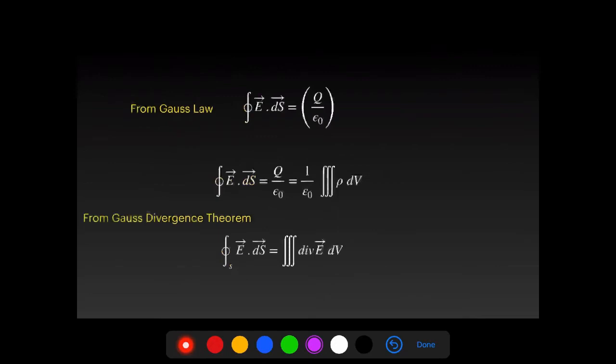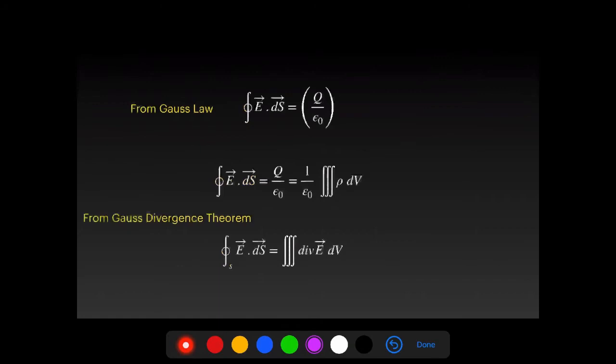Now, as you know from Gauss law, let's derive the differential form of Gauss law. As you know from Gauss law, integral E bar dot ds equal q by epsilon naught. So that is equal to q. Instead of q, we can write the volume integral of rho dv. Like that way we can write.